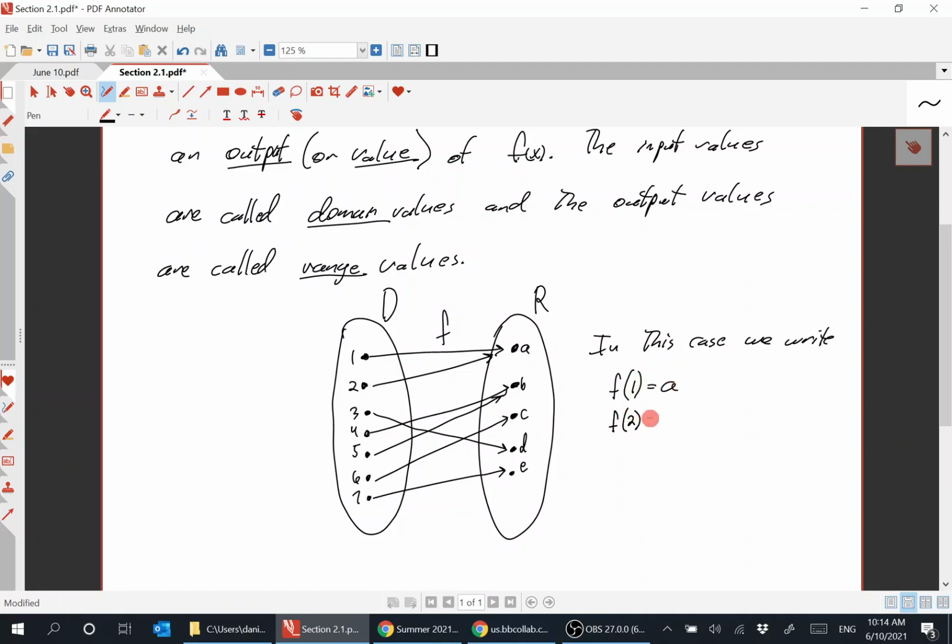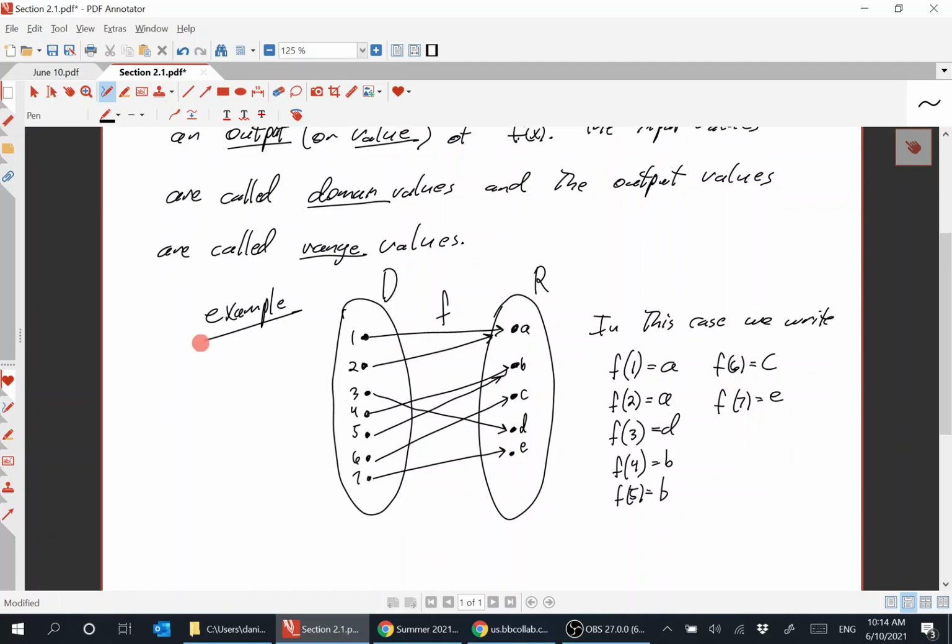The value of the function when the input is 2 is also A. The value of the function when the input is 3 is D. The value of the function when the input is 4 is B. The value of the function when the input is 5 is B. So this is an example. f of 6 is C. And f of 7 is E. Okay? So every domain value gets one range value.